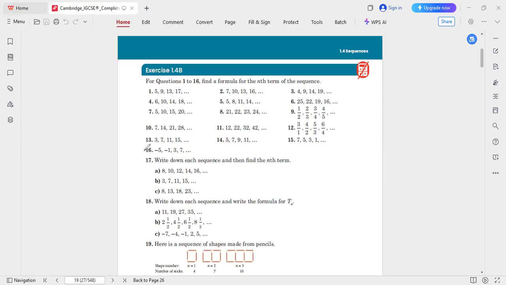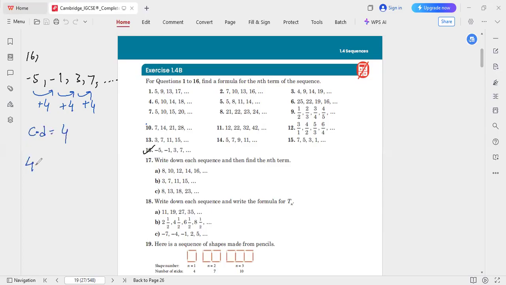Okay, let's go on with question 16, as they give some numbers with the negative sign. We have -5, -1, 3, 7, and so on. For this again, we are going to find out the common difference. First of all, in -5, I need to add 4 to get -1. In -1 as well, I need to add 4 to get 3. And in 3 as well, I need to add 4 to get 7. It means that the common difference is 4.